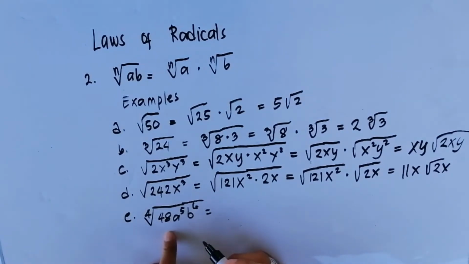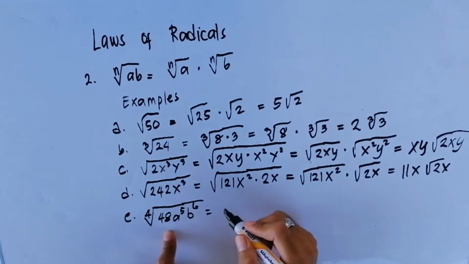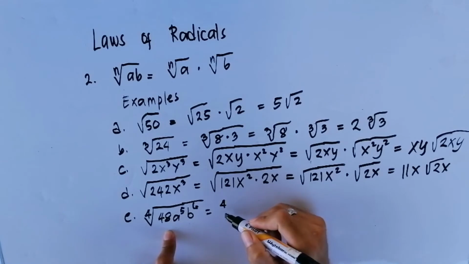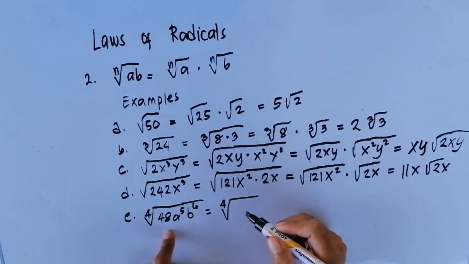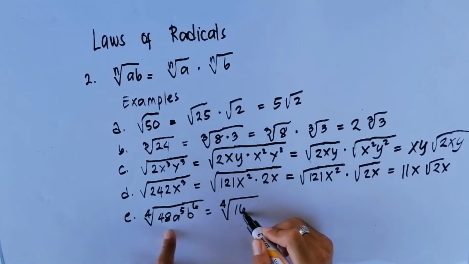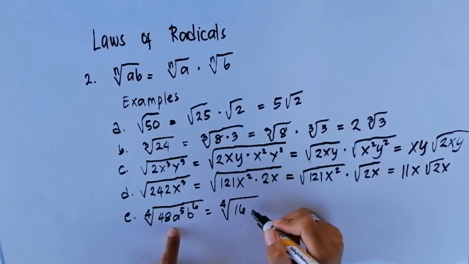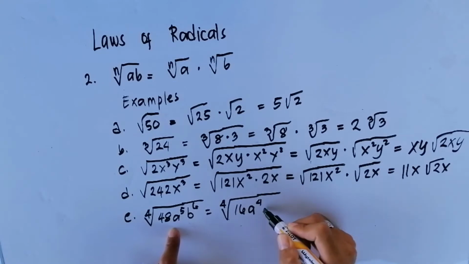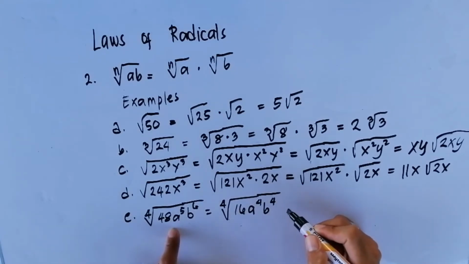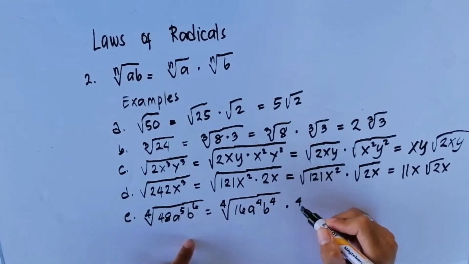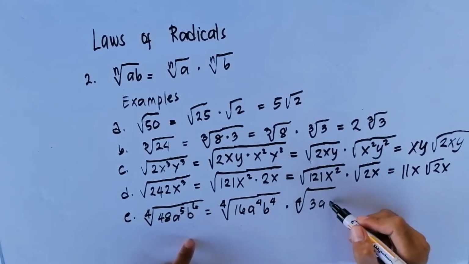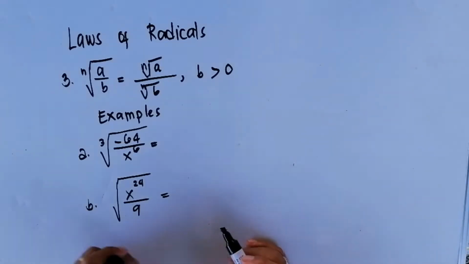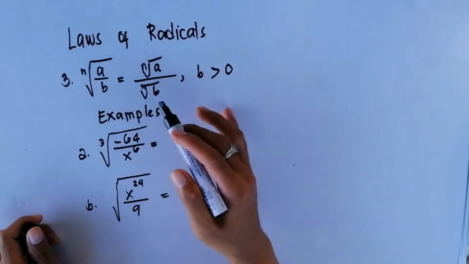Letter E, 48, so that is the fourth root of 16 a to the 4, b to the 4, times the fourth root of 3ab.